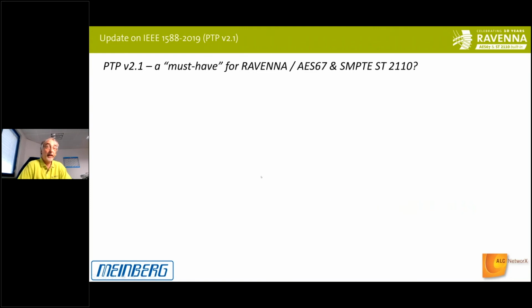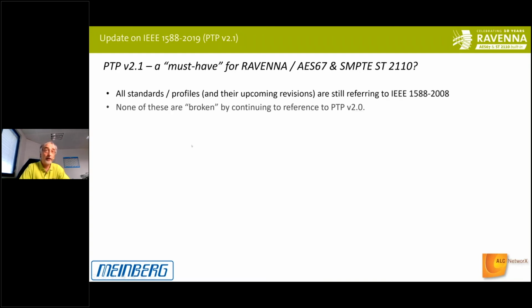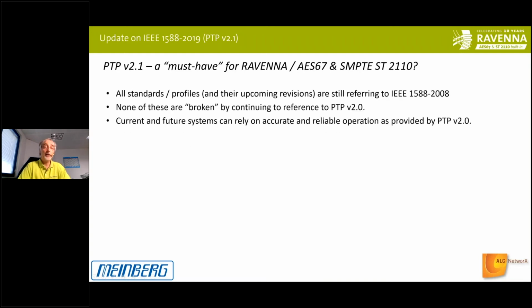So is it a must-have now for RAVENNA, AES67, 2110, or just nice to have? Well, as I said, all standard profiles within those standards are referring back to the 2008 version. And none of these technologies or standards is broken by continuing to reference PTP version 2.0, because they were operating just the way we needed them with the accuracy and precision we needed. And so that means that current and future systems can actually rely on further using PTP version 2.0.